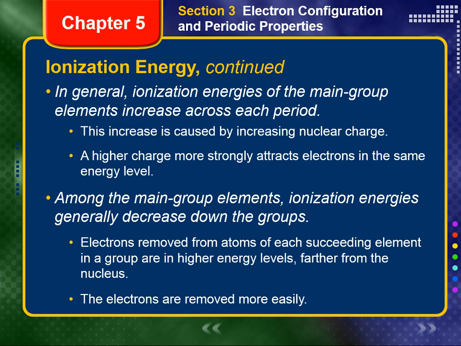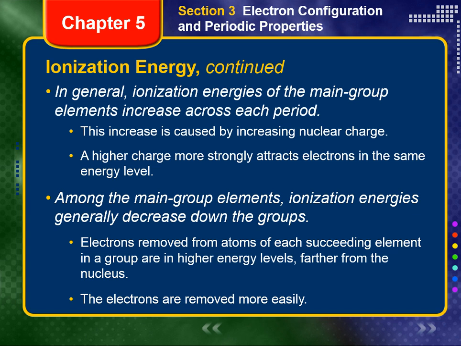Group trends. Among the main group elements, ionization energies generally decrease down the groups. Electrons removed from an atom of each succeeding element in a group are in the highest energy levels, further from the nucleus. Therefore, they are removed more easily. Also, as atomic number increases going down a group, more electrons lie between the nucleus and the electrons in the highest occupied energy levels. This partially shields the outer electrons from the effect of the nuclear charge. Together, these influences overcome the attraction of the electrons to the increasing nuclear charge.